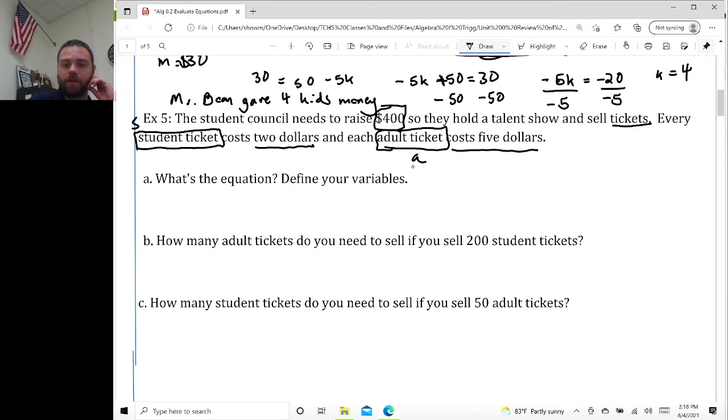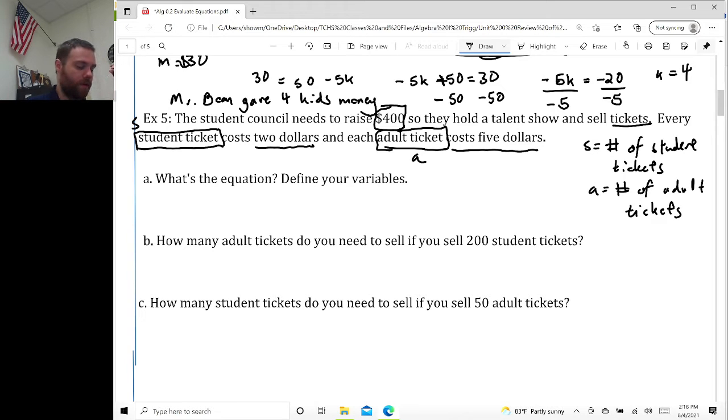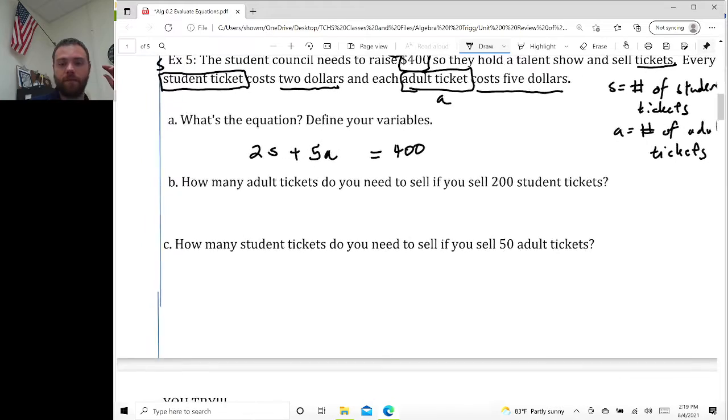And we want to know the amount. So S equals number of student tickets and A equals the number of adult tickets. And we want to know the equation. So we know that the total amount is going to be 400. So we know that the number of tickets has to equal 400. And that comes from this part of the sentence. The rest of it, they kind of tell us, right, each student ticket, S, costs $2. So that's 2S. And then I've got each adult ticket costs $5. So 2S plus 5A. So that is our equation.